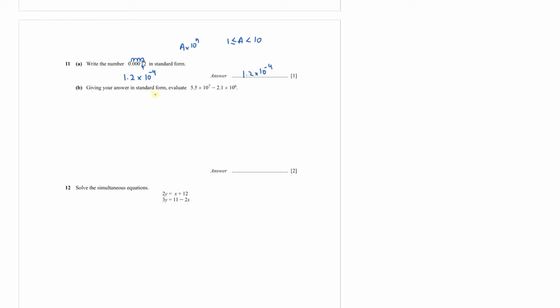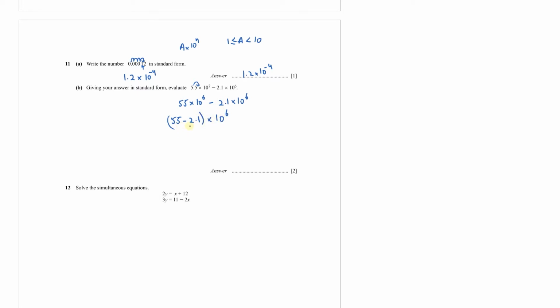Part B is giving your answer in standard form. Evaluate this expression. To do this subtraction, we first need to make the powers of 10 the same. If I make this 10 to the power 6, I decrease the power by 1, so I move the decimal 1 place to the right. This becomes 55 times 10 to the power 6 minus 2.1 times 10 to the power 6. Now I can take 10 to the power 6 as common, so this becomes 55 minus 2.1, times 10 to the power 6.